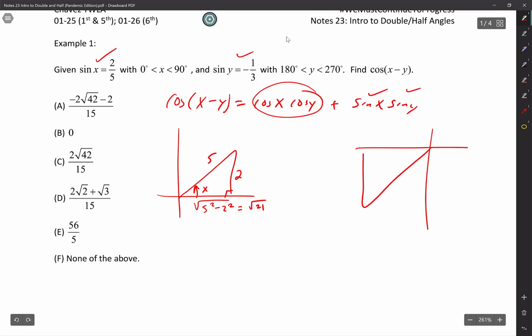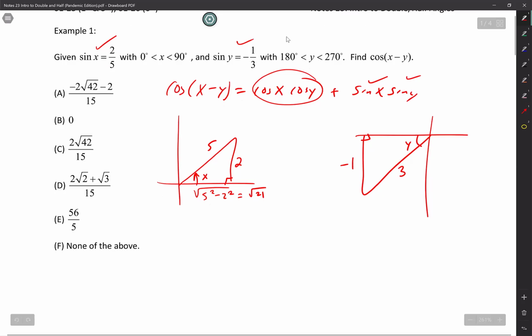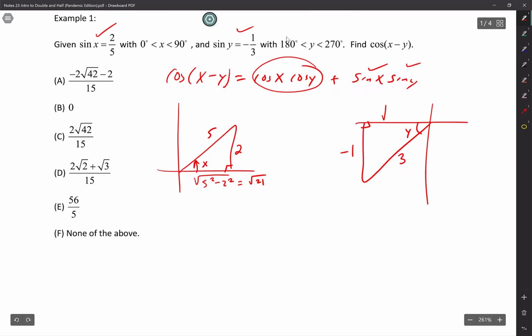Here's angle y. Opposite -1, hypotenuse 3. The hypotenuse is never negative. So let's see what this leg is over here. Square root of 3 squared minus 1 squared. So that's going to be square root of 8. So -2 square root of 2. And I guess to be correct, I should put negative in front of all of them. So there it is. Yes, ma'am.